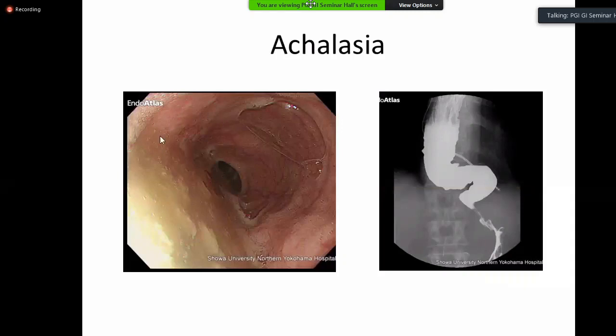Achalasia, as I said, would have a dilated esophagus, narrowing with food residue. Classical radiological finding. So ideally, every patient should have a barium swallow. But on endoscopy also, lack of peristalsis, dilated esophagus, food residue, and narrowing at GE junction would be achalasia.